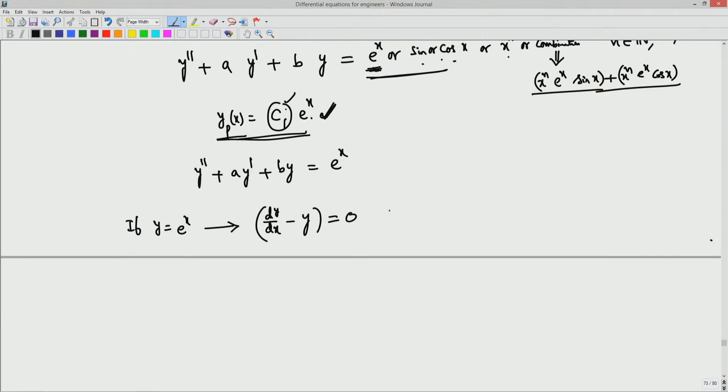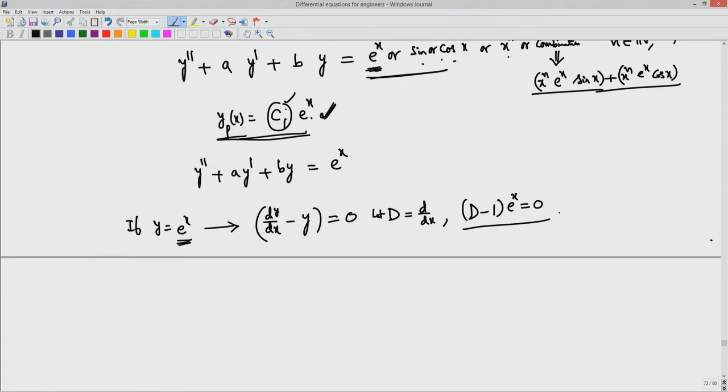So you can write this as, let D be d/dx, then you have D minus 1 acting on y equal to 0. This is your operator, and this is your annihilator. The square is also an annihilator, but we take the lowest one, the minimum. Because the right hand side is e power x, if I operate this D minus 1 on it, y is actually e power x.